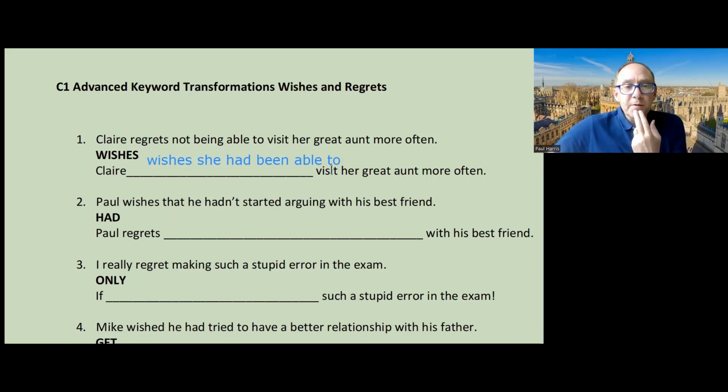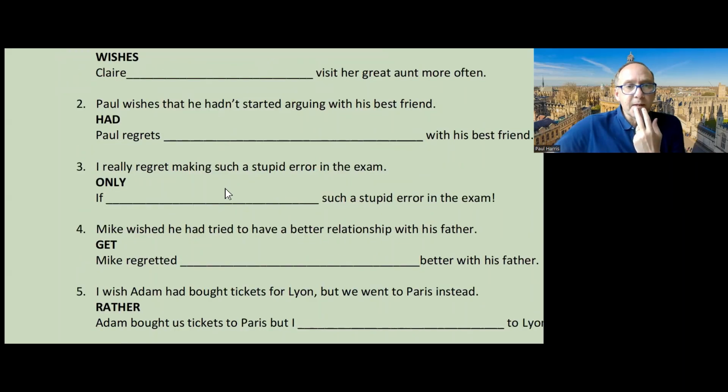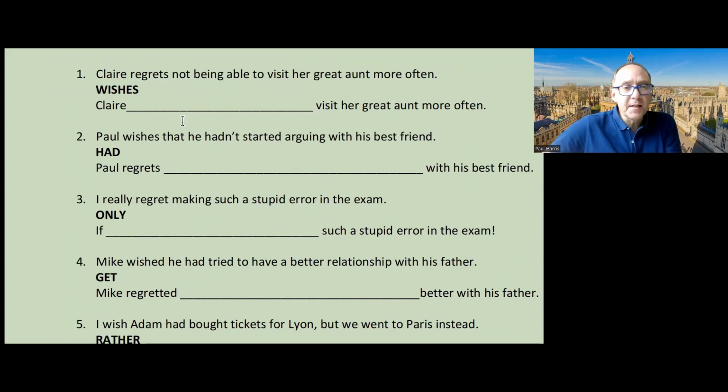Right, let's move on to number 2. Paul wishes that he hadn't started arguing with his best friend. Now, we've got wish with the past perfect here, and we know from the sentence that that's going to give us regret plus gerund.